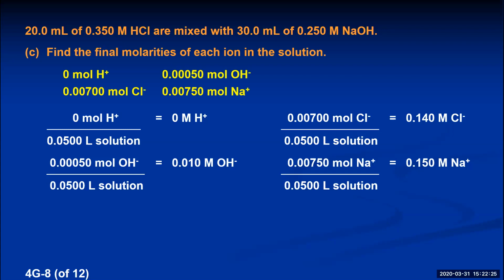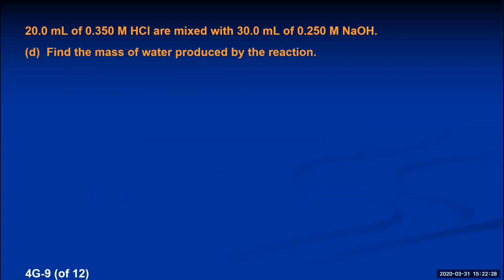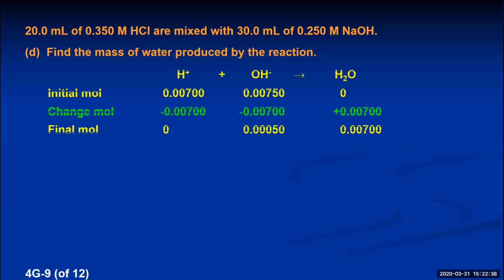Let me give you one final part to this problem, part D. Let's find the mass of water that was produced by this reaction. So not the amount of water that was already in the solution initially, it's how much water was produced. So if you look back at our problem where we did an initial, change, and final moles table, we deduced that when this reaction occurs, you must be producing right here 0.00700 moles of water.